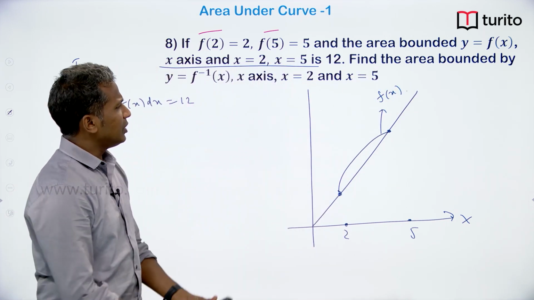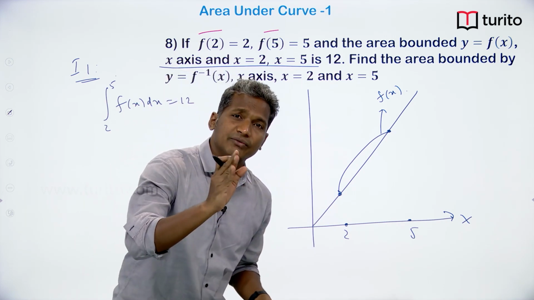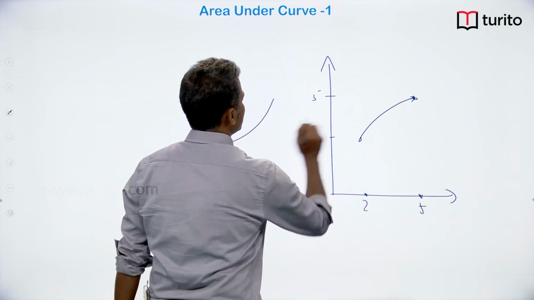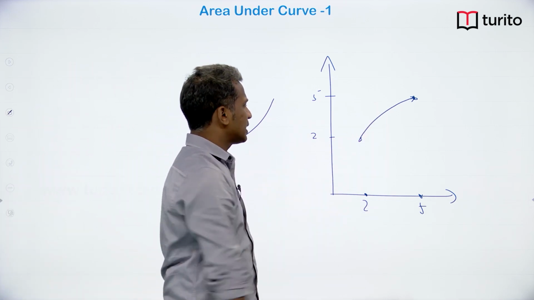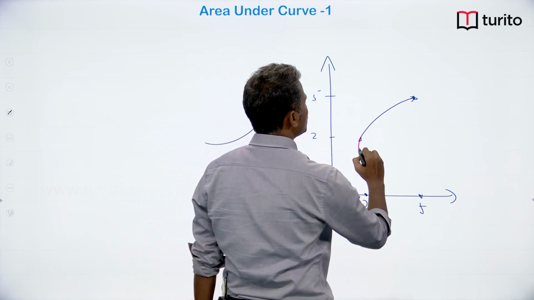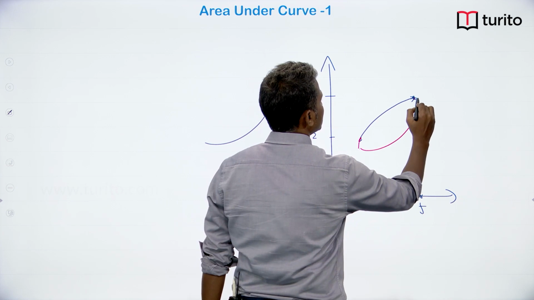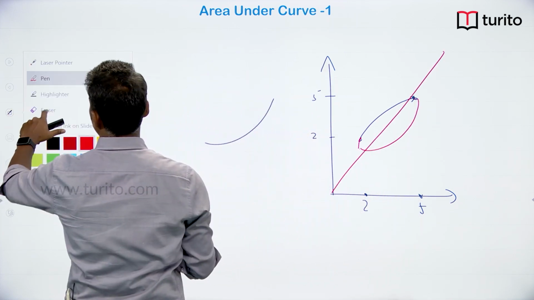Okay. So if this is my graph of f of x, what will be the graph of f inverse of x? The graph of f inverse of x will be the reflection of this graph about the y equal to x line, and in fact joining these 2 points is only the y equal to x line. So this is my graph. Okay, so let us take this as the y equal to x line.